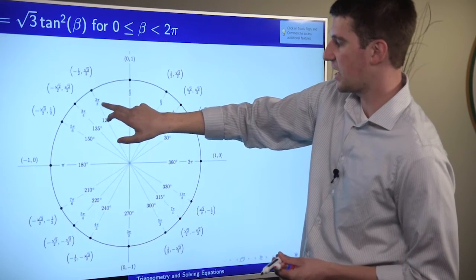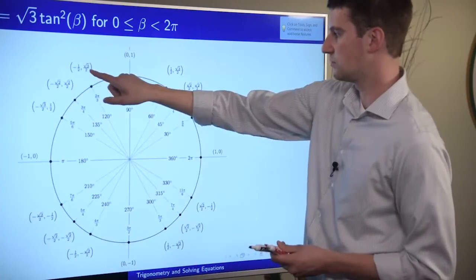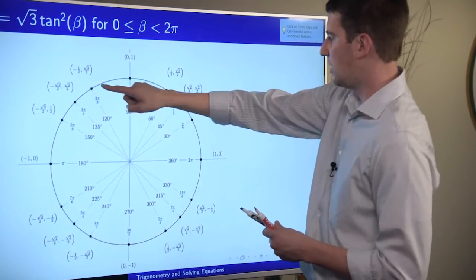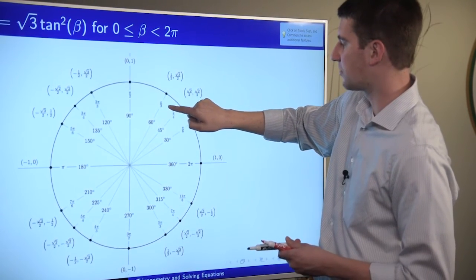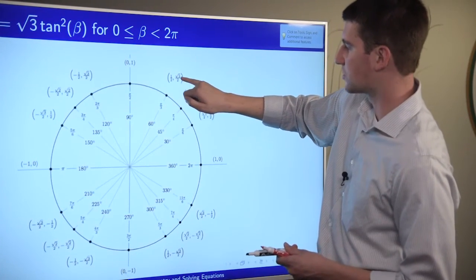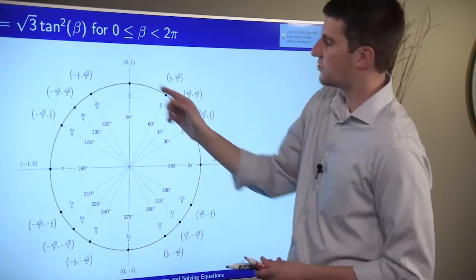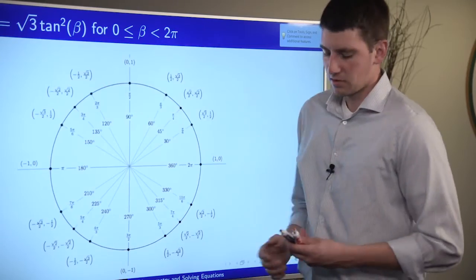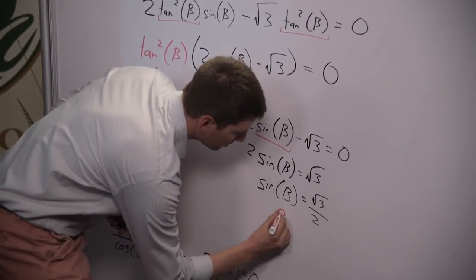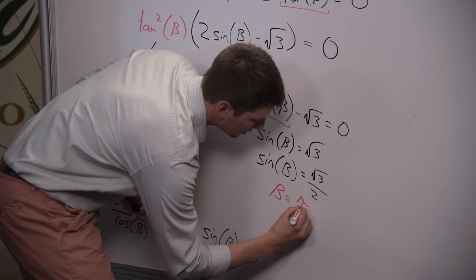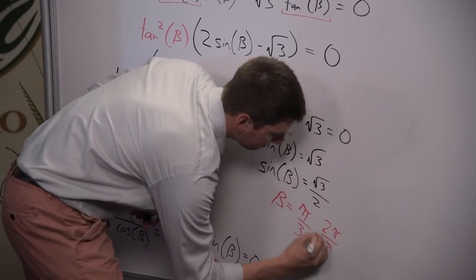So that means sine of 2 pi over 3 is equal to square root of 3 over 2, which is one solution. And we also have the other side. So we have sine of pi over 3 is equal to the square root of 3 over 2. And just by looking at this, these are our only two solutions from 0 to 2 pi. So those are our only other ones. Therefore, beta is equal to pi over 3 or 2 pi over 3. Okay.